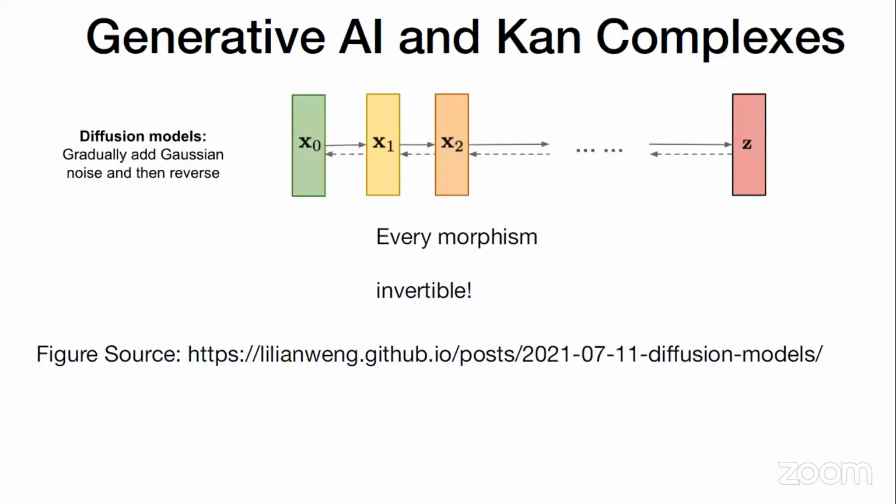So what are these Kan complexes I'm talking about? Every morphism is invertible in the Kan complex. That's why mathematicians like Kan complexes. Remember, when you use stable diffusion, one of the tricks they discovered was that you run the diffusion process till it converges, and then you invert the process. So every step is invertible.